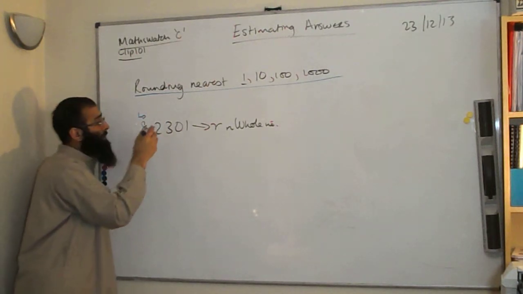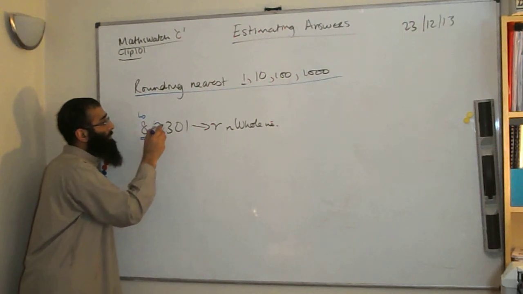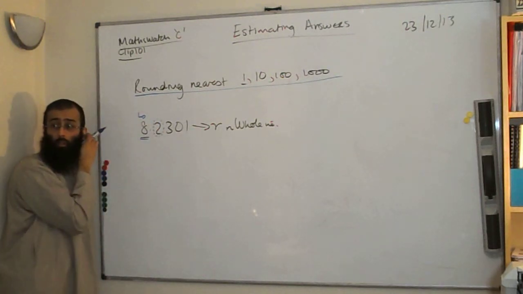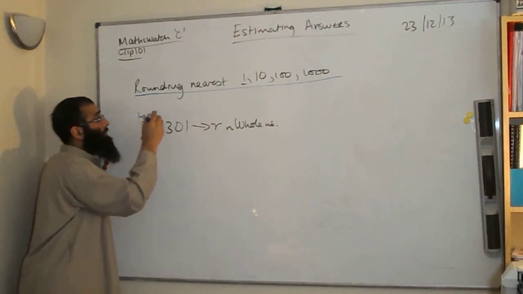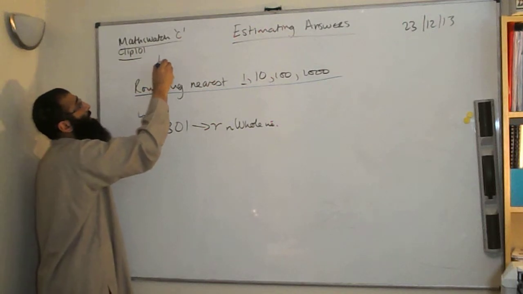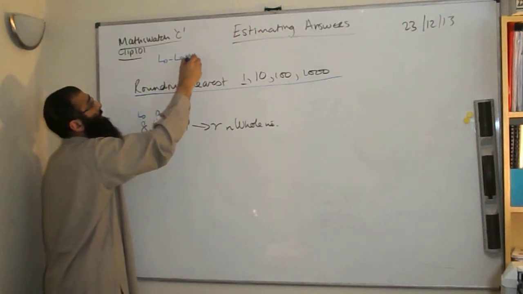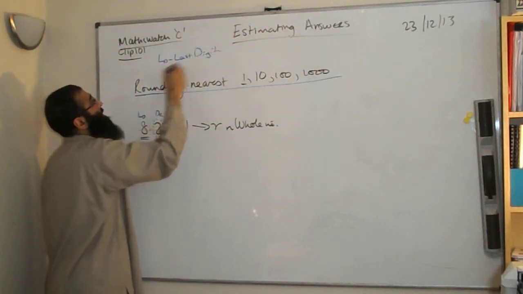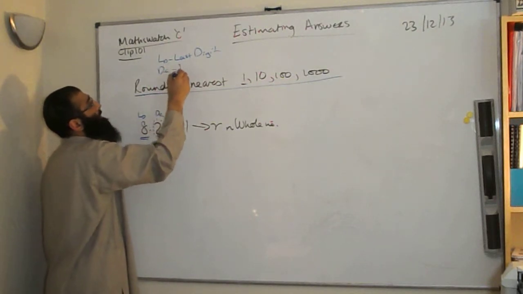And the next number, Hassan, becomes the, what does that become? Becomes the decider. Come on. Decider. Okay. So LD stands for last digit. Okay. DE stands for decider.